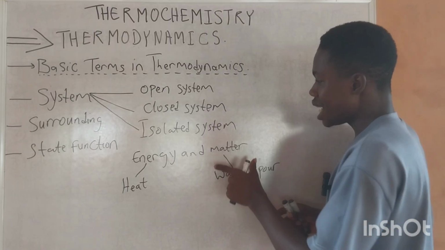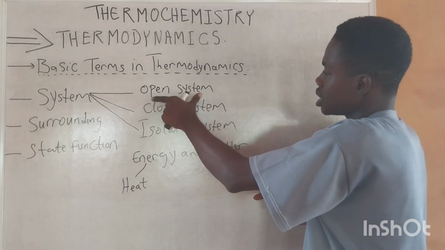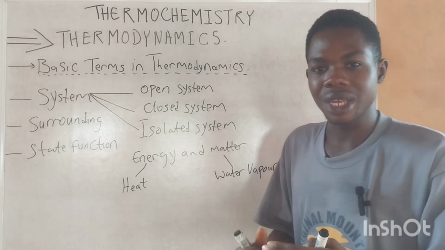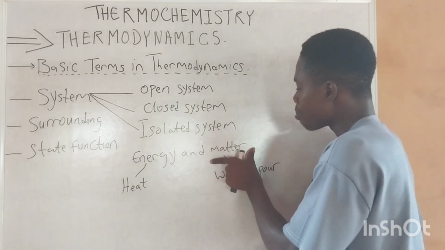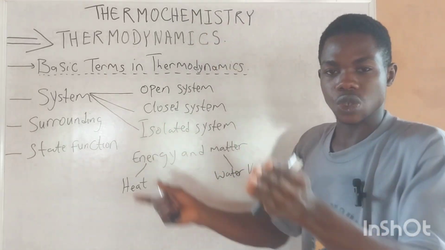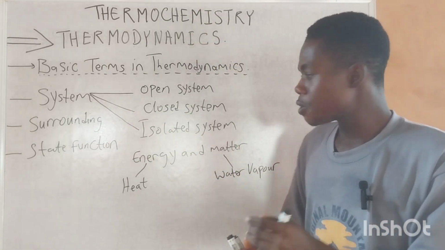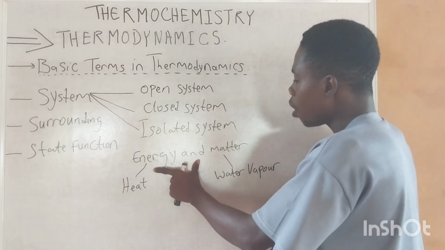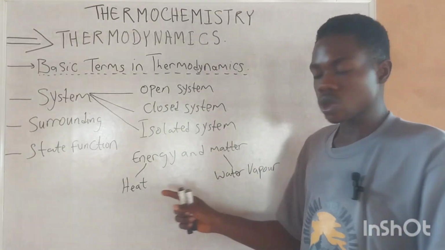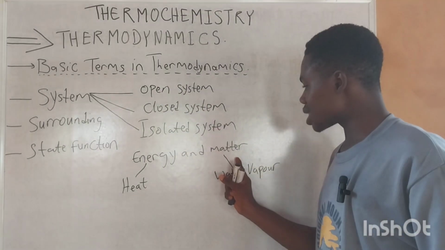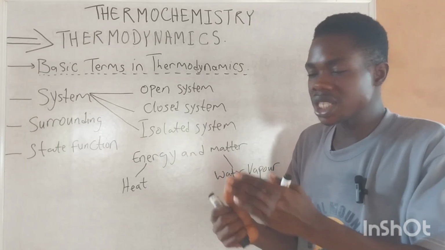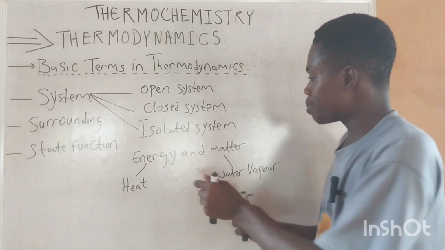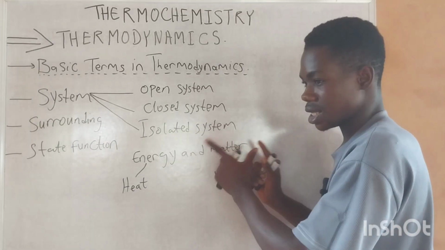So this water vapor can also take the place of this matter. Earlier on, I was explaining the open system, and I said that the open system is a type of system which exchanges energy and matter to the surrounding. Now please take note that for the open system to be able to exchange energy and matter to the surrounding, it therefore means that the system is open.